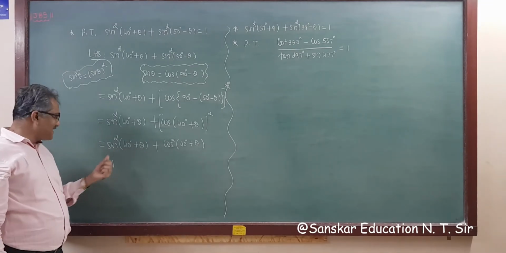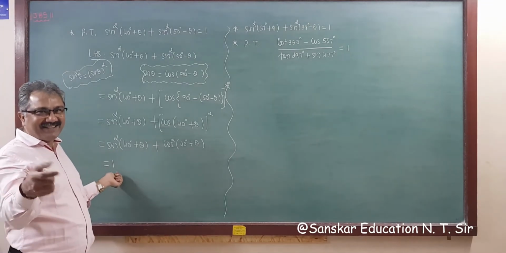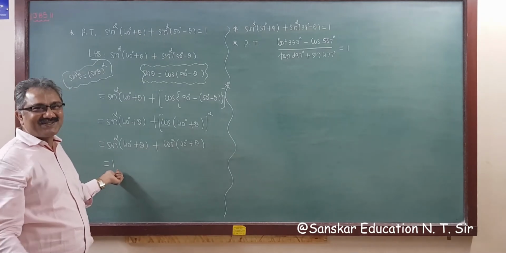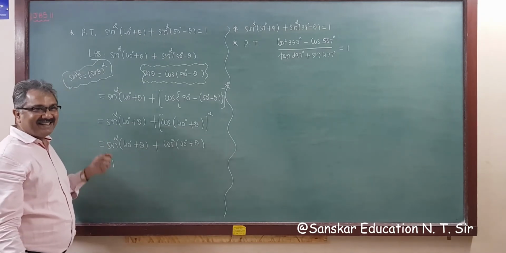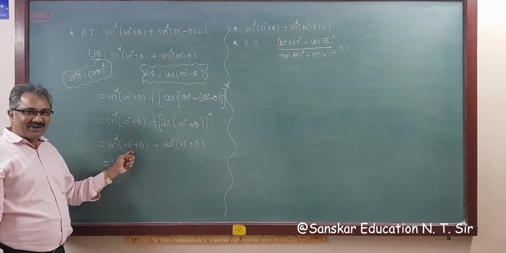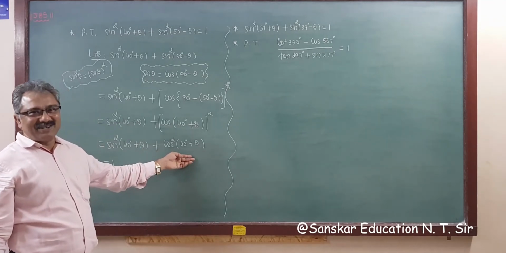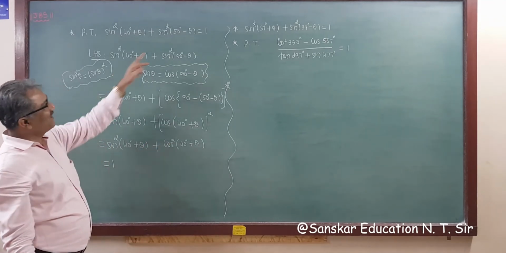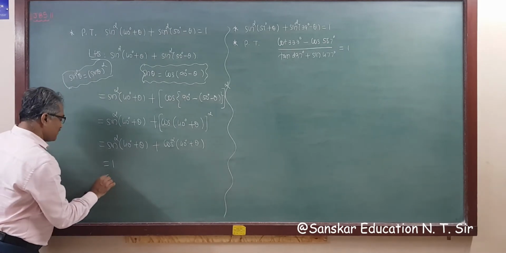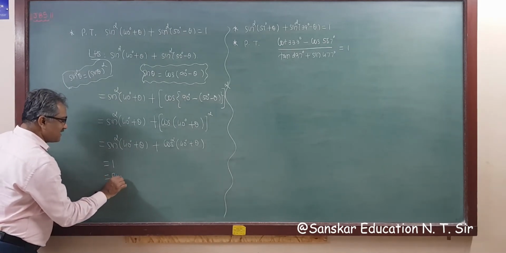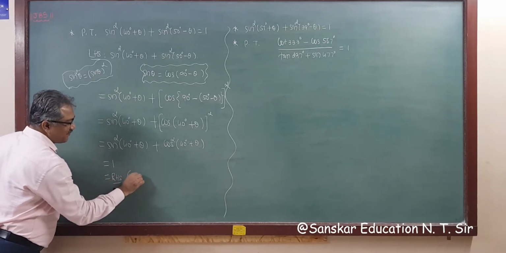So this is 1. Sorry, I'm speaking Gujarati, but you are all Gujarati, so it's okay. So this is sin square 40 degree plus theta plus cos square 40 degree plus theta, that is 1. That is what you have to prove. So this is right hand side and hence proved.